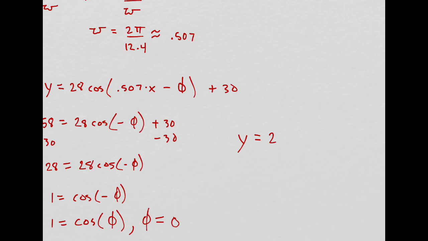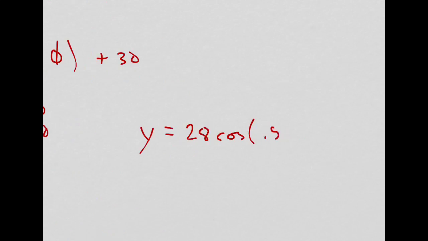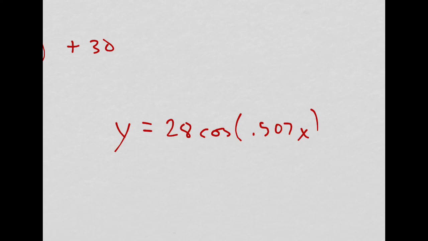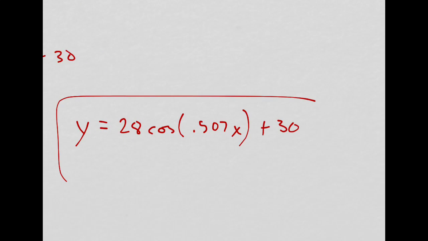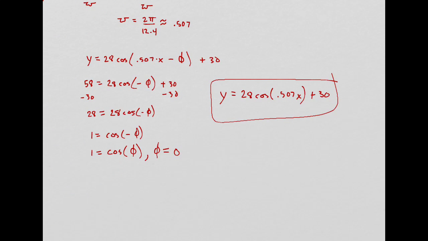Y equals 28 cosine of 0.507x. Phi was 0, and then plus the 30. There's your function. It's a messy one. Good luck.